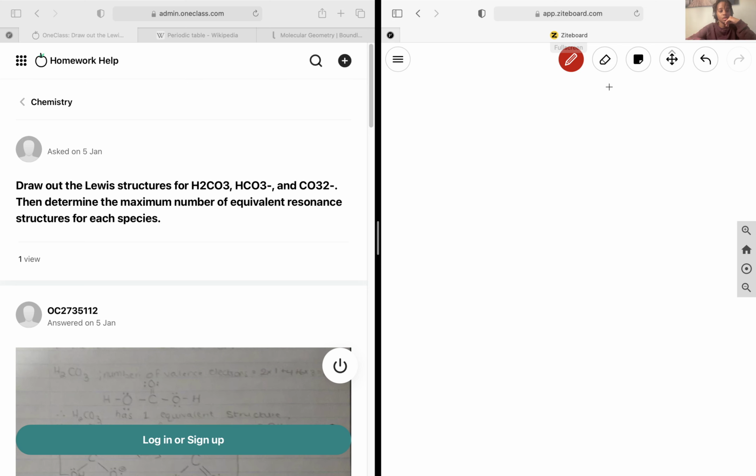Okay, next up, we would like to draw out some Lewis structures. So we start with H2CO3. As usual, count our valence electrons. We'll have 2 by 1 because of the hydrogens, plus 1 by 4, plus 3 by 6. And this is going to give us 24 electrons.